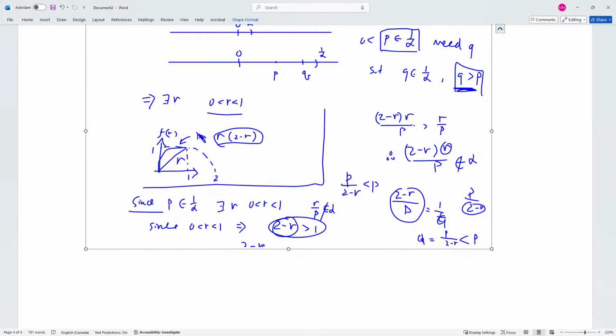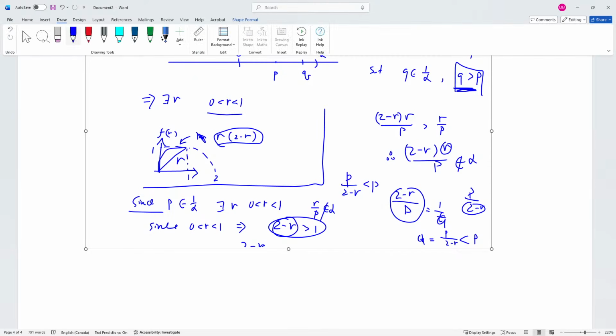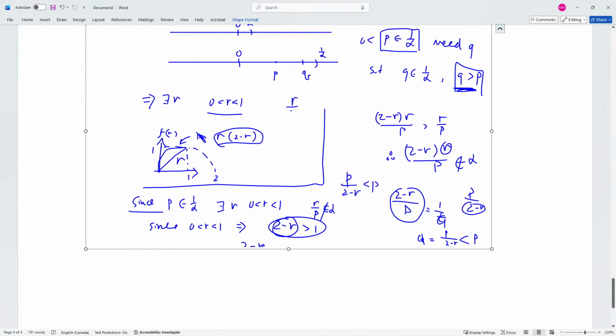Right. So this goes back to my original idea. Let's say I already know that R over P is not in alpha, right?